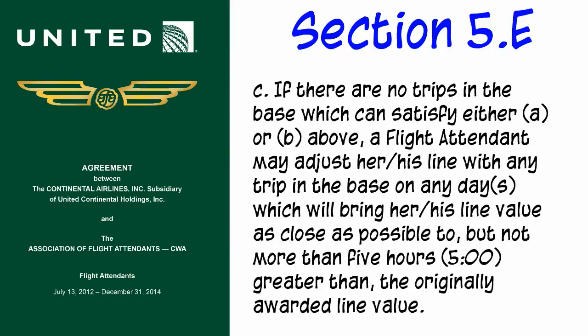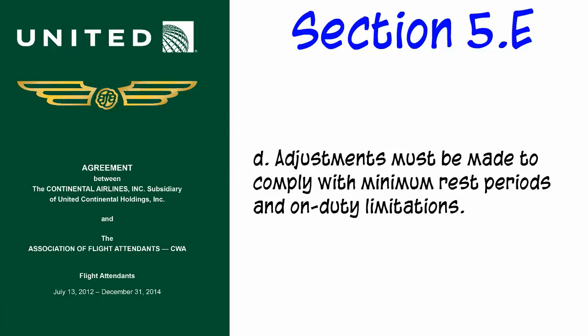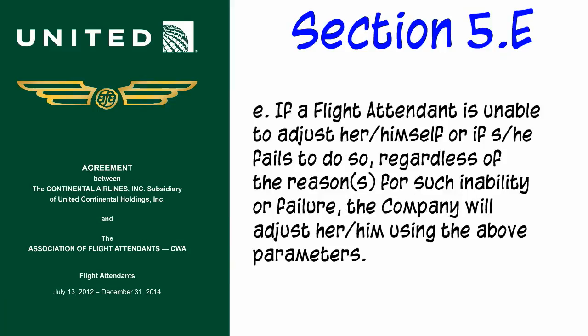If there still aren't any trips in your base that meet those requirements, you can adjust to any open trip in your base that will bring your line value as close as possible without going over 5 hours more than your original line value. All adjustments must be made to comply with minimum rest parameters as well as on-duty limitations. If you can't self-adjust, or if you forget to self-adjust, scheduling will adjust you within those previously discussed rules.